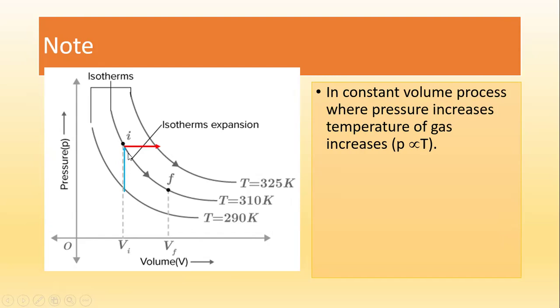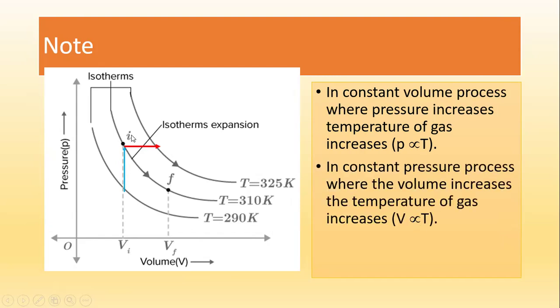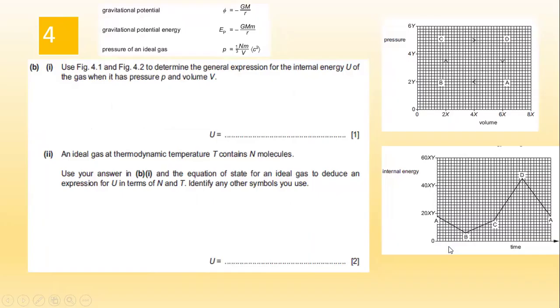There's constant volume, no work done. In a constant pressure process, where the volume increases, there's work done already. Temperature of the gas increases, so its volume is proportional to temperature, because pressure is constant for this part. This part volume is constant. Now, only this formula is given.